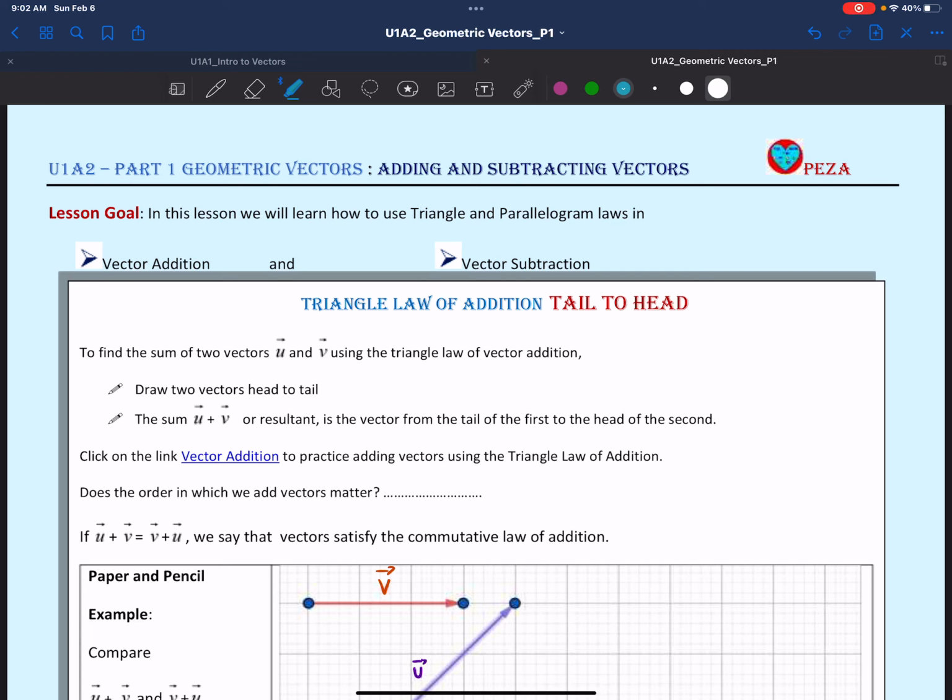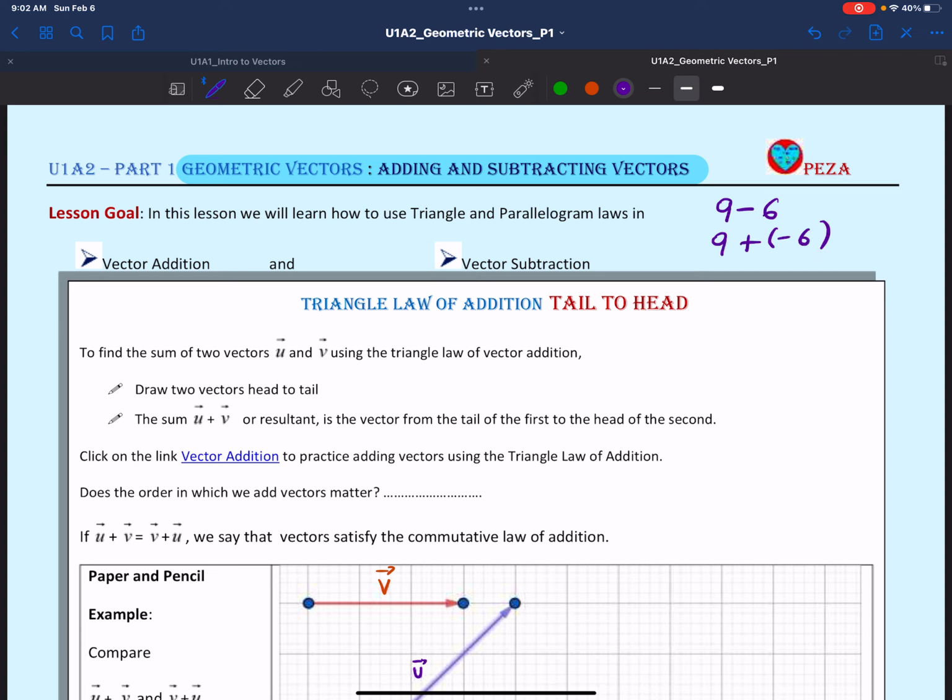Hello and welcome. In this lesson, we'll learn how to add and subtract geometric vectors and discuss some of the properties in addition and subtraction. So let's get started. Recall that subtraction is a form of addition. For example, the subtraction 9 minus 6 can be interpreted as the addition of 9 with negative 6.